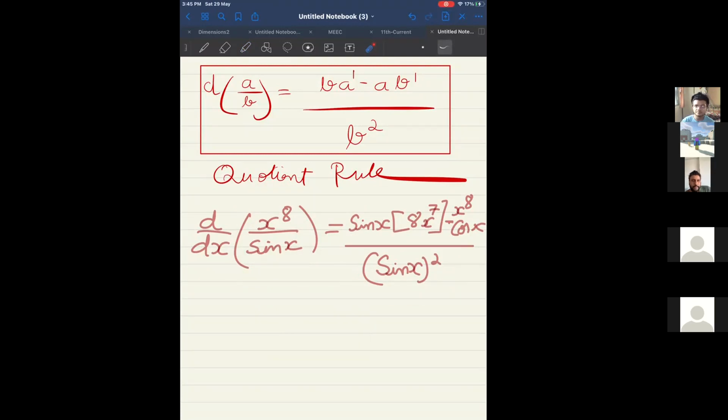Easy? This formula is very important to know for the quotient rule. Make a note: here the dash indicates we are differentiating, A is our numerator and B is our denominator. So start solving. Take this question on your own, then try to solve. Start.